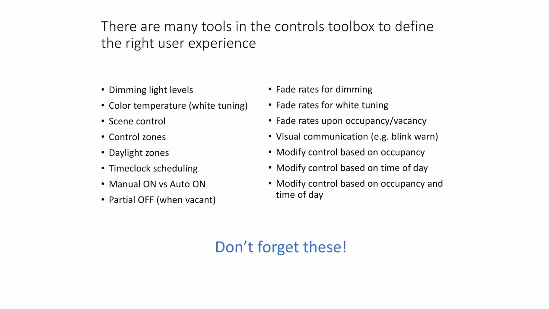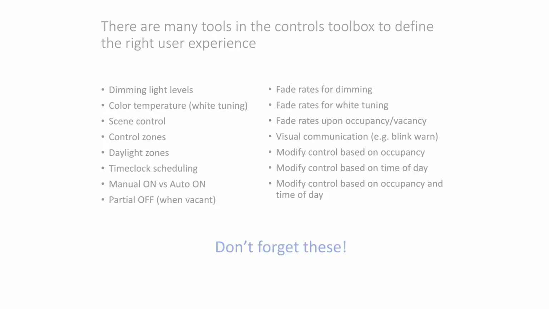So, talked about a bunch of these. Light levels, color temperature, those are really the big elements of what we want to do with commissioning. Scenes, the ability to have daylighting. Some other elements are all of these other pieces, right? Things that have an impact on how the room is actually going to be configured.